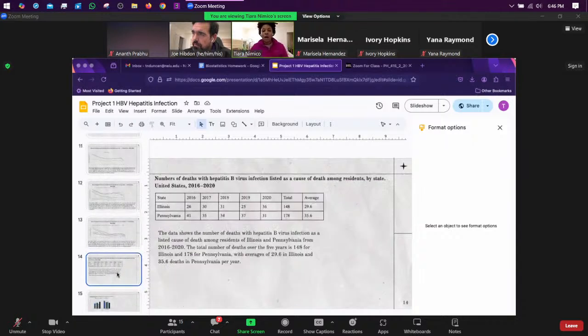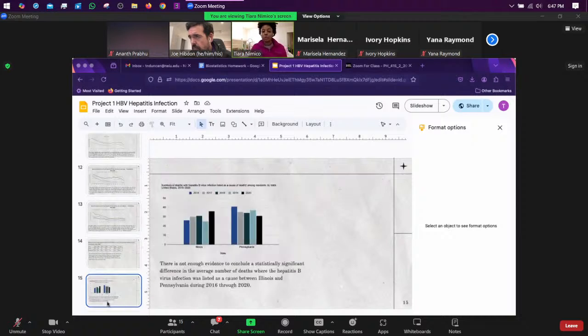I'm not going to go over the social economic factors, but I am going to go over the table that I created where hepatitis B virus was listed as a cause of death. I'm comparing Illinois and Pennsylvania because the population is about the same. This is the average of deaths per year. Illinois was 29.6 and Pennsylvania was 35.6. I used that to create this bar graph, and I did hypothesis testing.